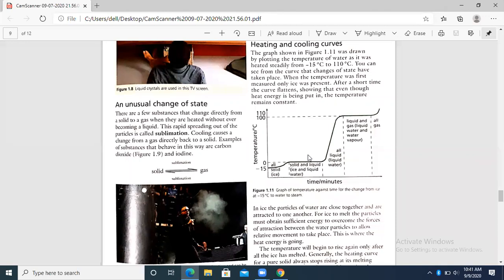I want to ask one last question. Below zero, it's solid. And when it goes above zero, like 1, 2, 3, it's changing to liquid. Then between 99 and 101, liquid. Between zero and 100, it's liquid, yeah? Yeah.